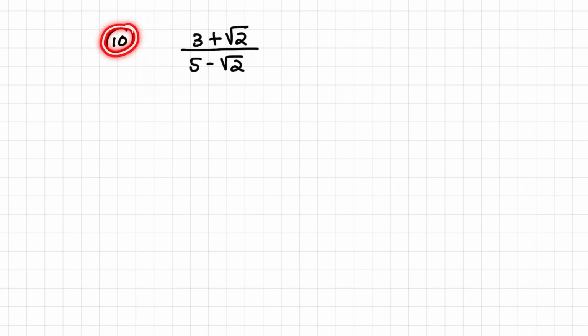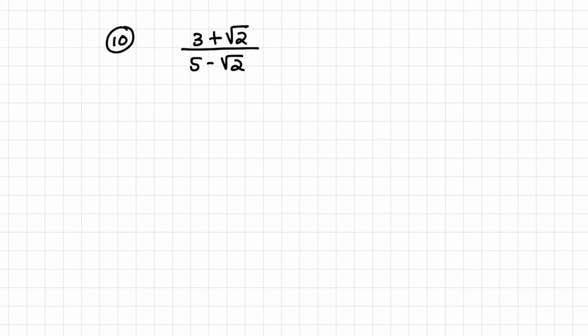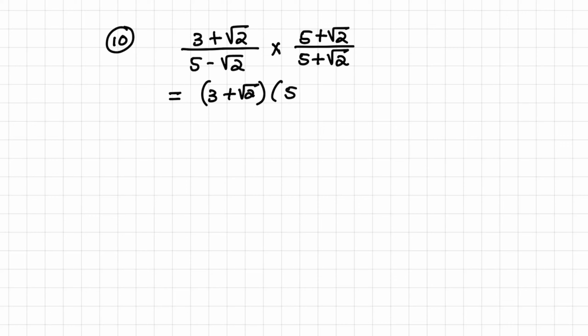And in our final example, we have 3 plus the square root of 2 divided by 5 minus the square root of 2. And again, to simplify this, we'll take the conjugate of the denominator, which is 5 plus the square root of 2, and I'll multiply the numerator and the denominator by the same expression. So if I rewrite it, I have 3 plus the square root of 2 times 5 plus the square root of 2 over 5 minus the square root of 2 multiplied with 5 plus the square root of 2.